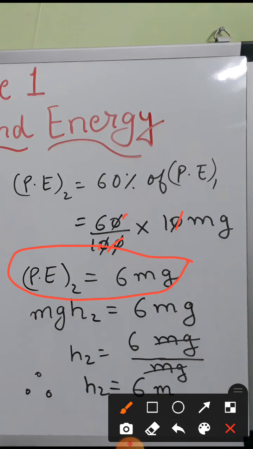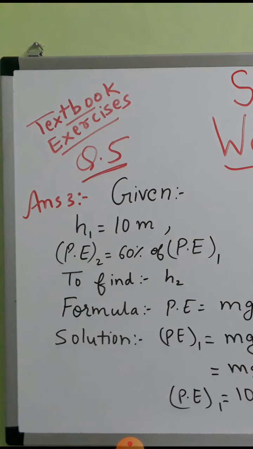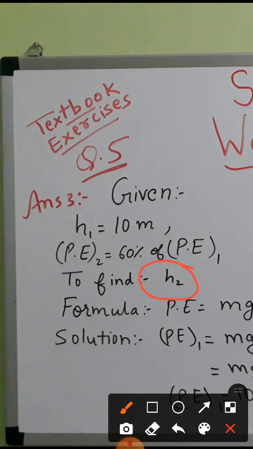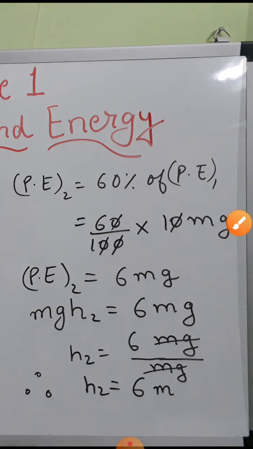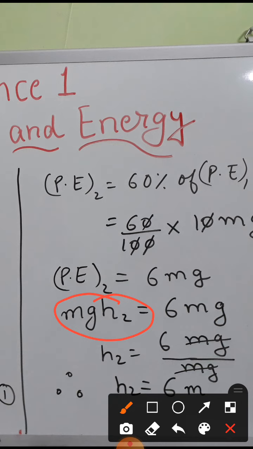Now potential energy 2 can be written as mgh2, because the potential energy formula is mgh. So here it is for the second case, that's why. Means after energy is reduced, at that time height was h2. Okay, so h2 we have to find. So for potential energy 2, the formula will become mgh2. Now mgh2 is equal to 6 mg, as we have seen.